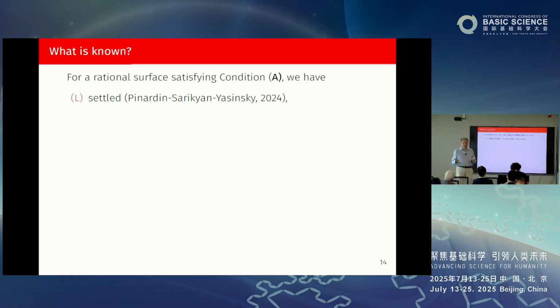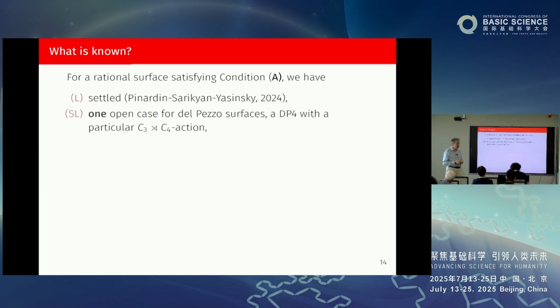Okay. Now, what do we know about linearizability, projective linearizability, unirationality of actions on surfaces? And of course, that condition A, existence of fixed points on abelian subgroups, is necessary, so let's look at that. So the linearizability was just recently settled by Bernardara, Sarikyan, Yasinsky. The stable linearizability, well, there is a lot of progress. For del Pezzo surfaces, there is only one open case. So that's due to Prokhorov. A del Pezzo surface of degree 4 with a particular action of this group of order 12. And for conic bundles, of course, we don't really know.